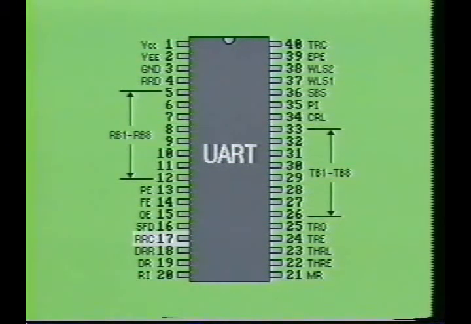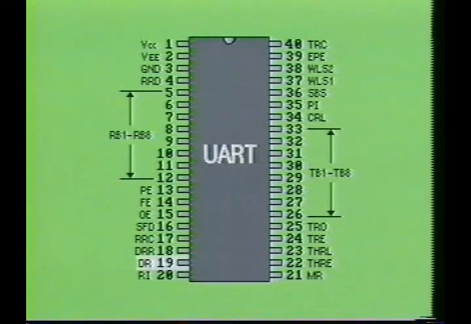Pin 17 is labeled RRC. This is the receiver clock input pin. The clocking frequency on this pin should be 16 times the desired baud rate. Pin 18 is labeled DRR. It is the data receive reset. When this pin is brought low, it resets the data received flag.